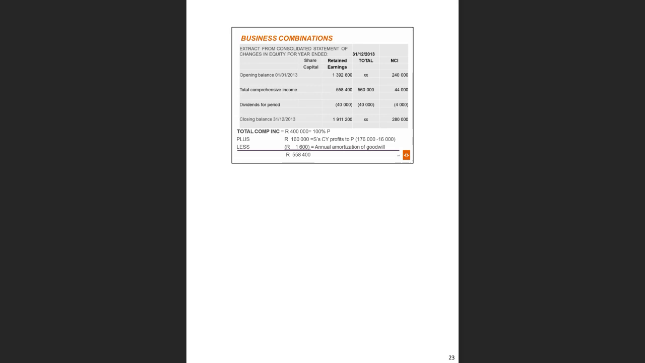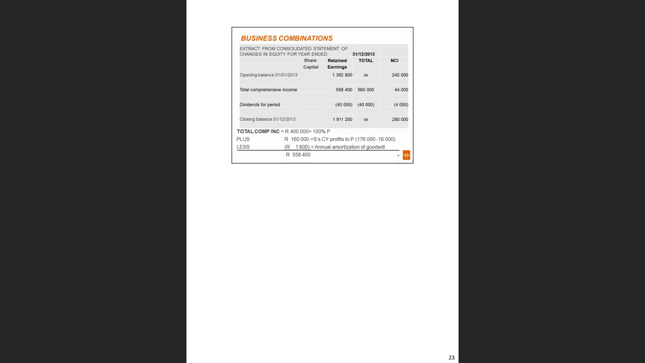So here, this total comprehensive income is going to include 100% of P. And they told us there that P's profit for the current year was 400,000 Rand. So we have P's profit of 400,000 Rand. Now we also need to include S. So how are we going to include S? We're going to include the 80% of S from part C in your analysis of equity accounts. And this is the 176,000 less the dividend.